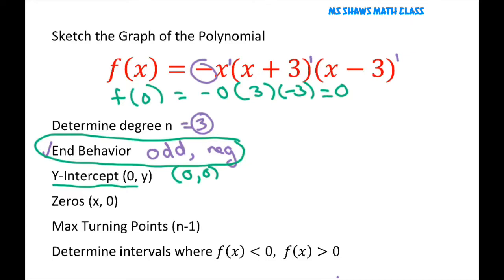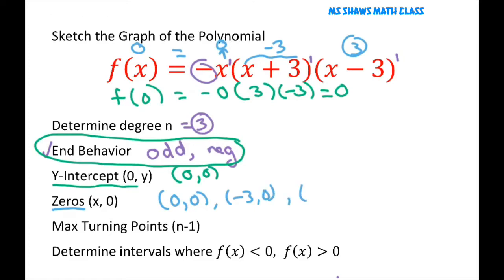Now your zeros, or your x-intercepts, is when y is 0. So let that be 0. So this piece can be 0. This would be negative 3 plus 3 is 0, and 3 plus 3 is 0. So your x-intercepts, or zeros, are (0, 0), (negative 3, 0), and (3, 0). All multiplicity of 1.